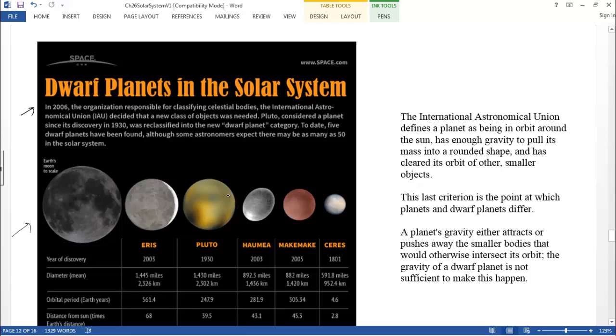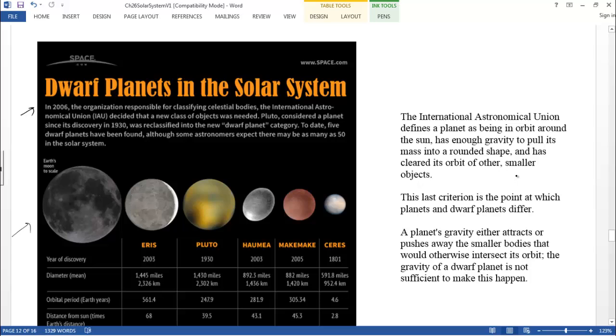It doesn't clear out its orbital path, so there's still a lot of rocks and ice and other things in the orbit of Pluto, and that's because it doesn't have enough gravity to kind of wipe those things out or collect them or clear its path as it travels around the Sun. And that was the main idea, or the main criteria, of why it's been demoted to a dwarf planet.